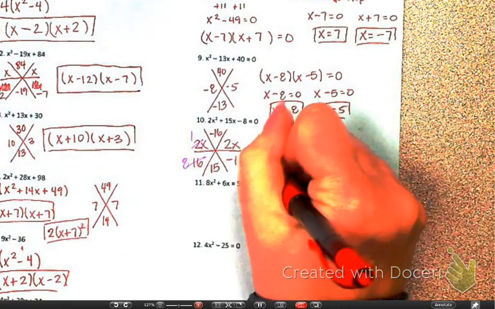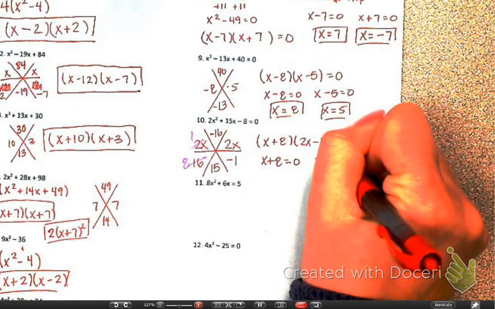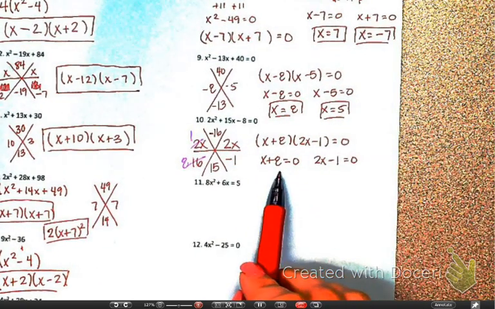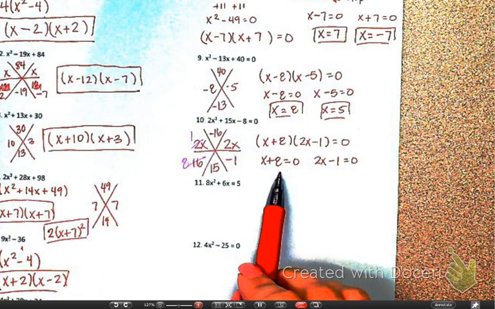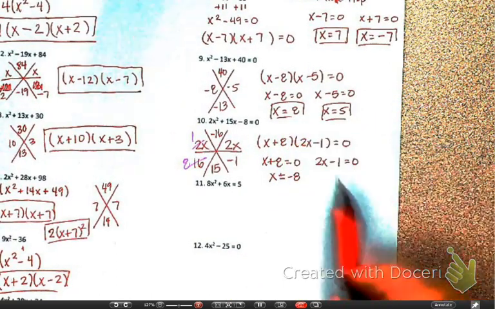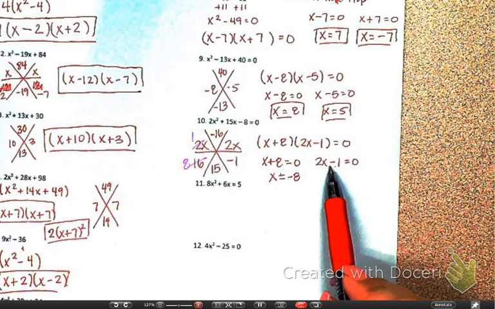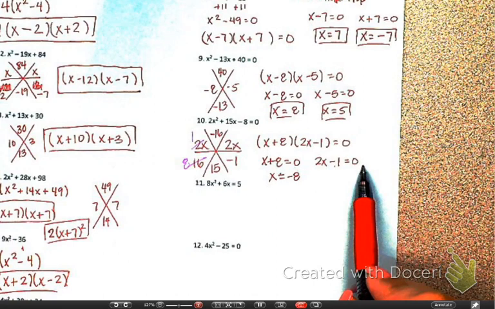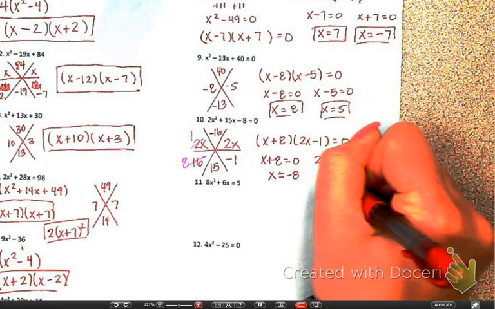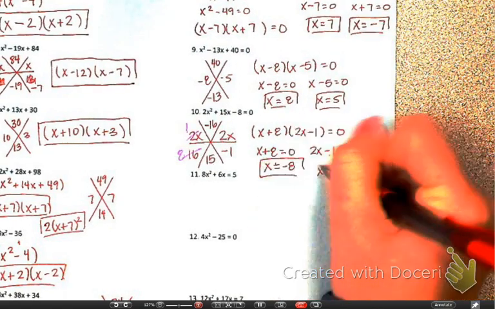Set each factor equal to 0. What does x equal here? Negative 8, because I'm subtracting 8 from both sides. On this one, what are my steps? I'm not going to write them out, but what are they? Add 1, and then divide by 2. So x equals positive 1/2.